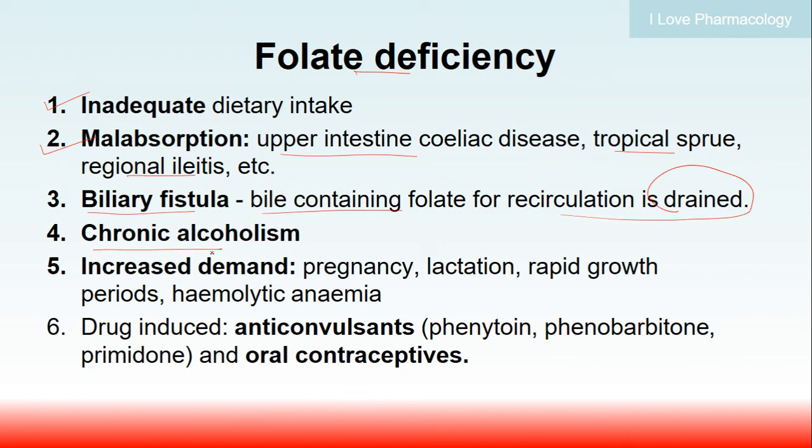It occurs in chronic alcoholism, in increased demand conditions like pregnancy, lactation, rapid growth periods and hemolytic anemia, and also due to drug-induced folate deficiency, which can occur in patients on anticonvulsants, that is anti-epileptics like phenytoin, phenobarbital and primidone, and also in patients on oral contraceptives.